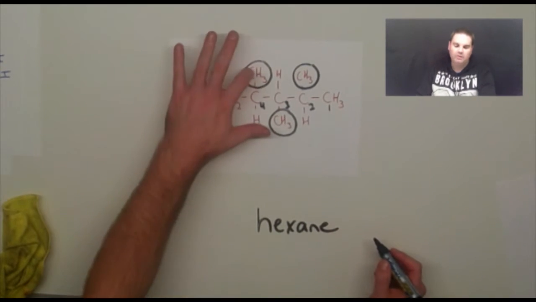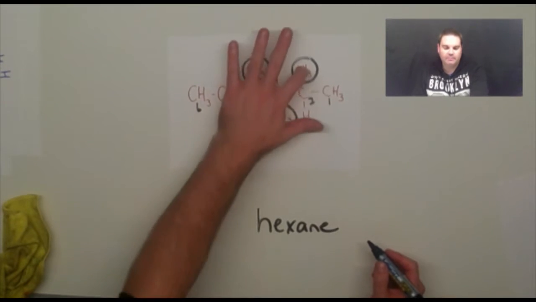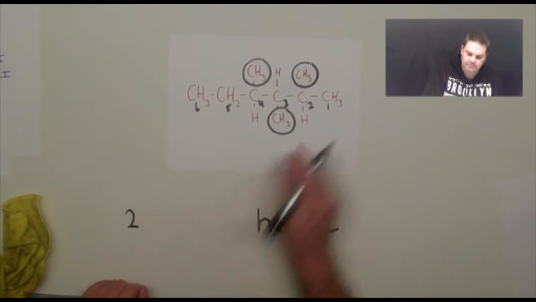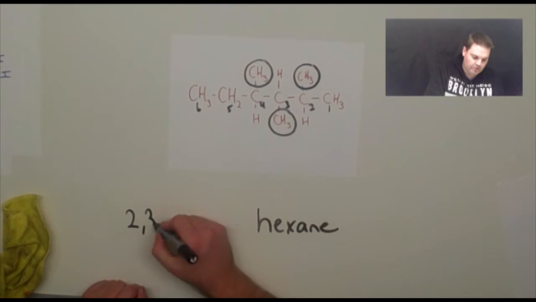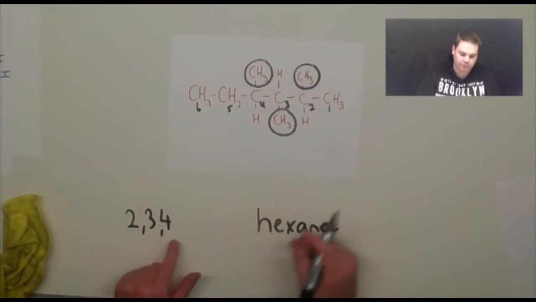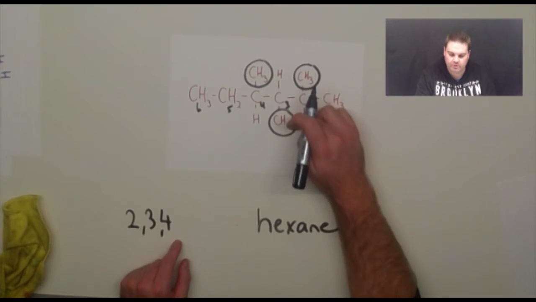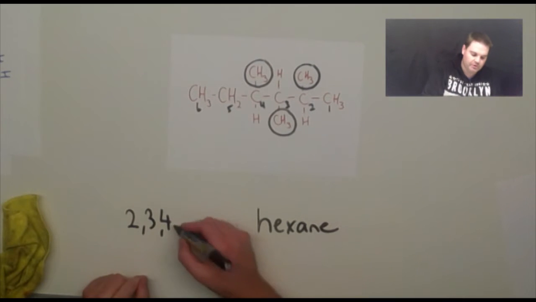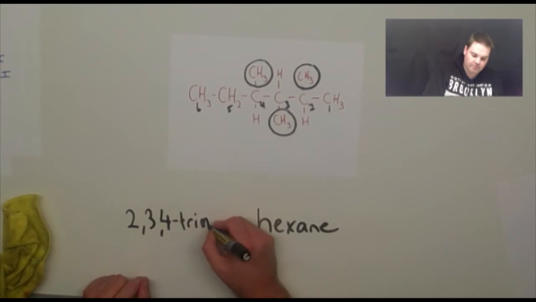What we've got is 1 carbon atom there, 1 carbon atom there, 1 carbon atom there, on the second carbon atom, the third one, and the fourth one. So it's 2, 3, 4. On the second one we have a methyl group, on the third one we have a methyl group, and on the fourth one we have a methyl group. There's 3 methyl groups in total, so it makes it trimethyl.